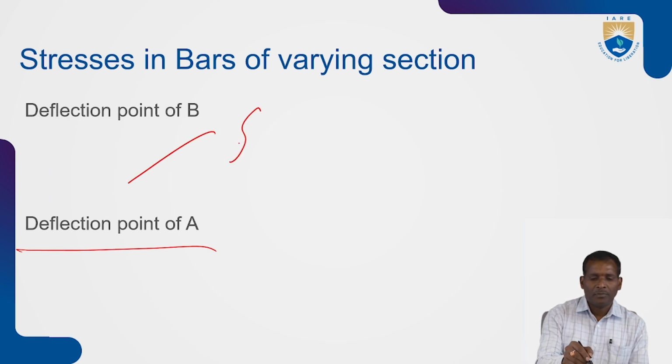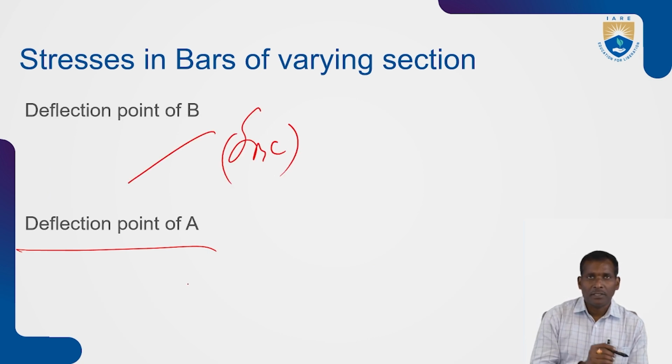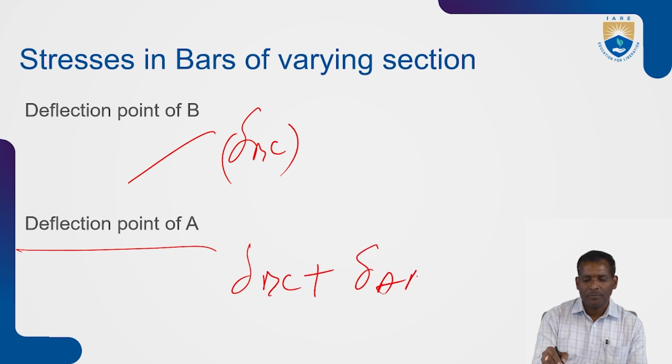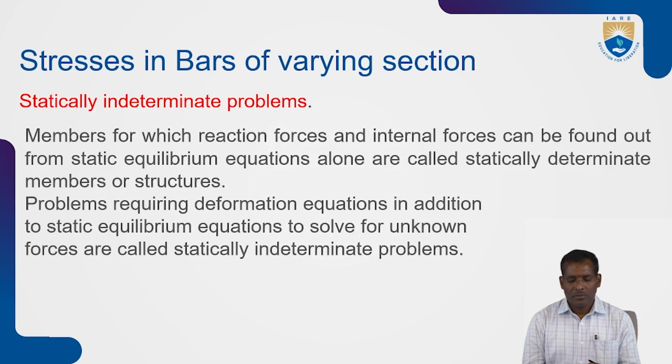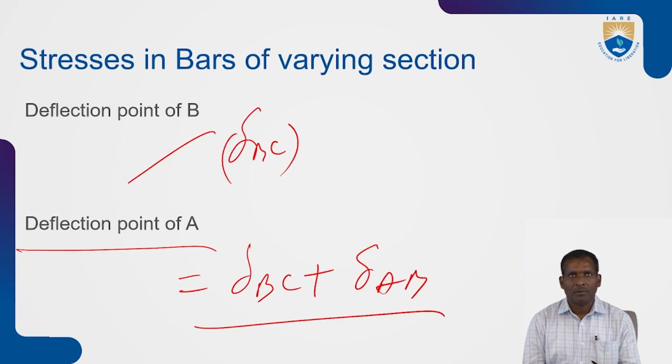And then the deflection of BC. So for A, add this deflection of BC plus the deflection of AB. Summation, so we will get the deflection of point A. So like this, we need to calculate the deflections or stresses in varying cross sections.